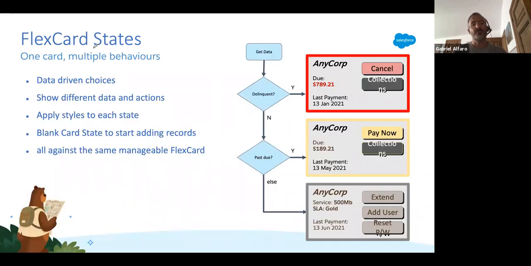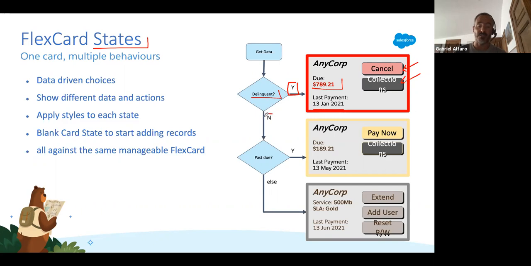Now, I've mentioned before the word states. What is a state? A state is, let's say, a visualization of that flex card depending on the context, right? So in that case, we have, is this person a delinquent? If yes, because he owes money, okay, to the company, I'm gonna set how much money is due, right? And then the last payment. And I'm going to provide a cancel, and I'm gonna provide a collections action, right?